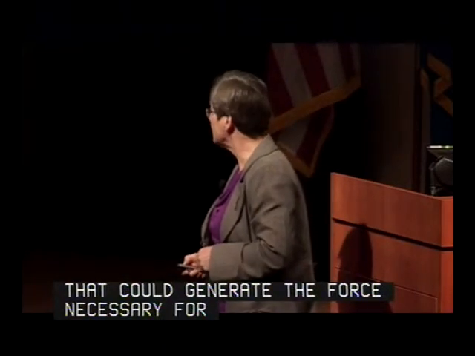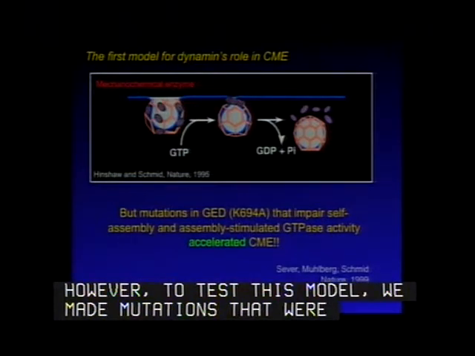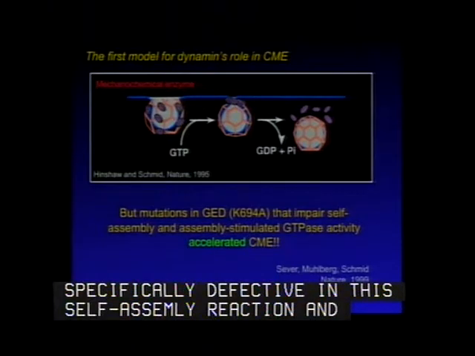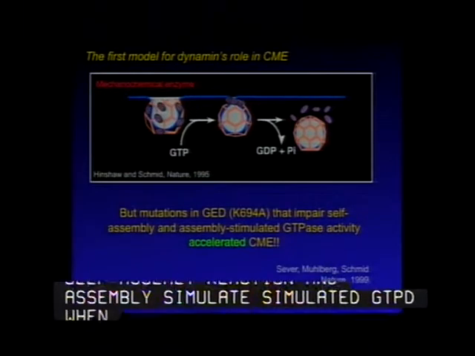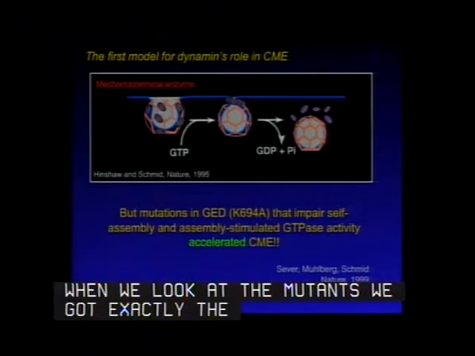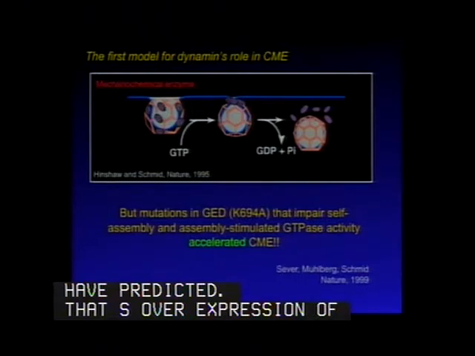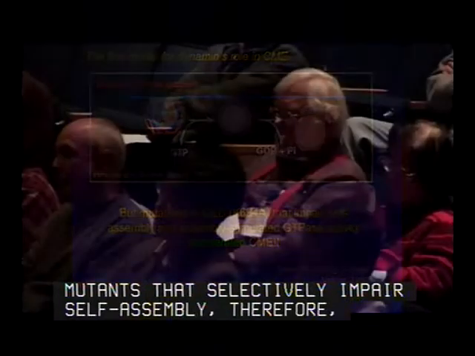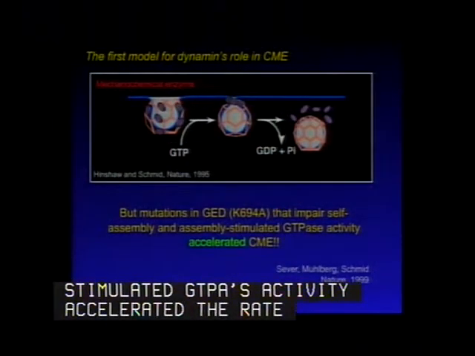However, to test this model, we made mutations that were specifically defective in this self-assembly reaction and assembly-stimulated GTPase activities. This work was by Sonia Sever in my lab. And unfortunately, when we put these mutants in vivo to look at their phenotype, we got exactly the opposite phenotype that our model would have predicted. That is, overexpression of these mutants that selectively impair self-assembly and therefore assembly-stimulated GTPase activity actually accelerated the rate of transferrin uptake and clathrin-mediated endocytosis in these cells.